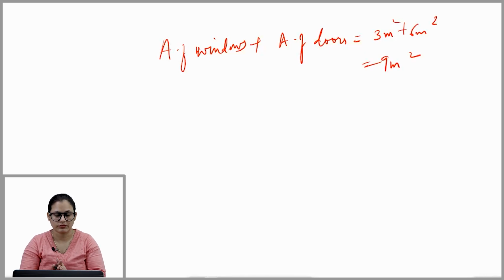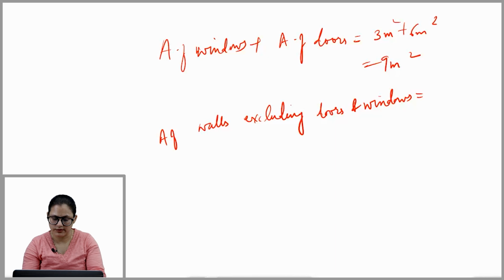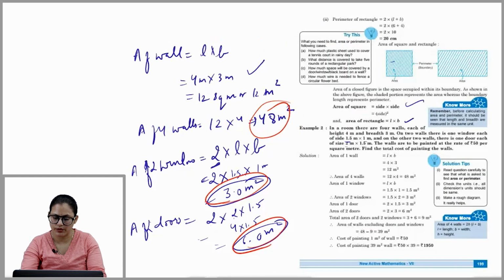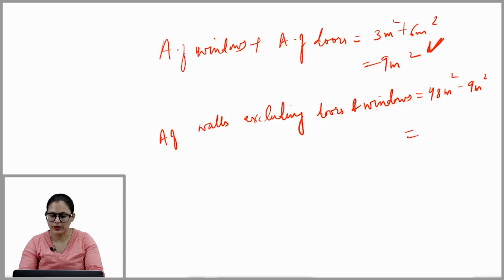Okay, now we'll find area of walls excluding doors and windows. What was the area of the 4 walls? 48 meter square. Okay, so we will subtract this area from 48 meter square. Okay, then you will get how much? 39 meter square is the area.